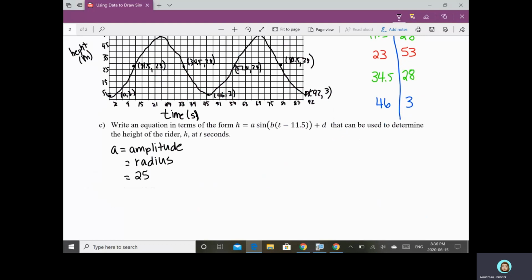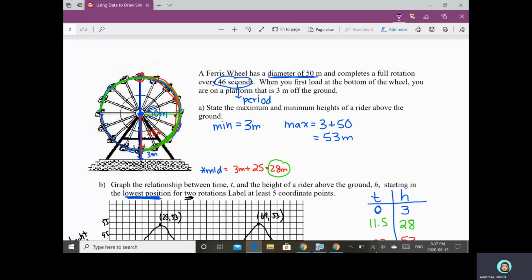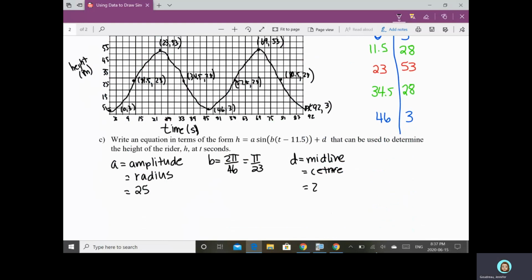The radius is 25. The B value comes from the period. Our period is 46, so 2 pi over 46, which reduces to pi over 23. We can leave it as exact value as pi over 23. You can also put pi over 23 in your calculator and round it. The D value is our midline. When we have something that moves in the circle, the D value comes from the center of the circle. Again, we talked about it up here again. Okay, the center of the circle, radius plus that minimum height there. So 28 is our midline.